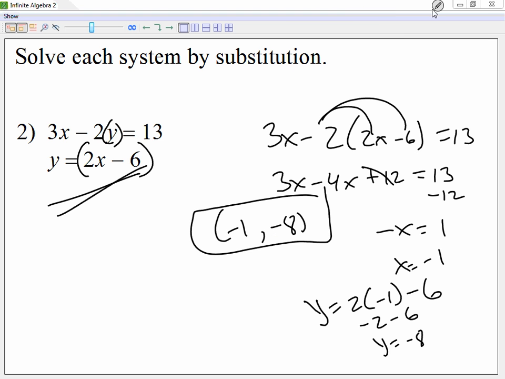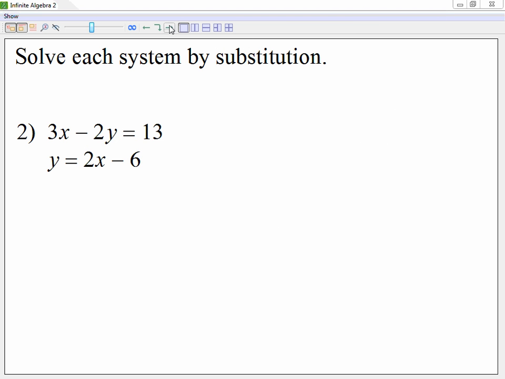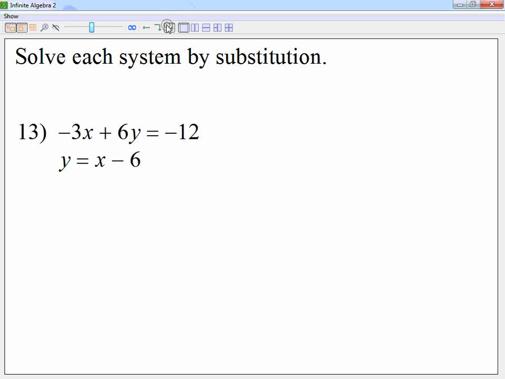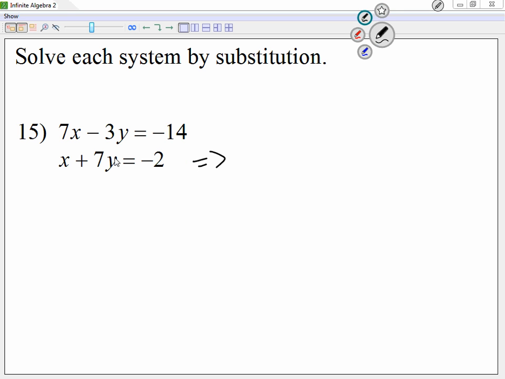But now let me skip on this one. Let me skip to number 15. And the reason why I'm looking at 15, because I know by substitution, one of my letters has to be by itself. And in neither of my equations have a letter by itself. But we can easily get x by itself on the second equation if you move 7y to the right. So that one you have x equals negative 7y minus 2.